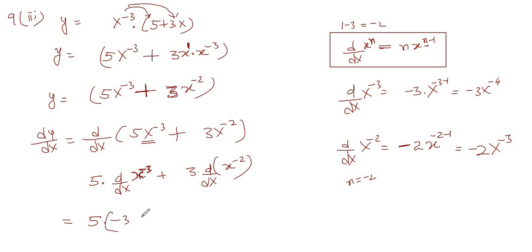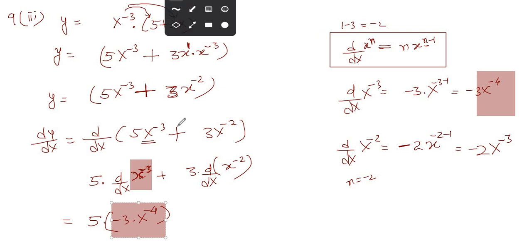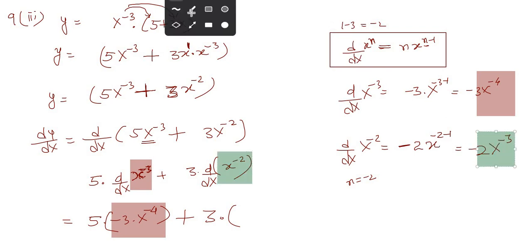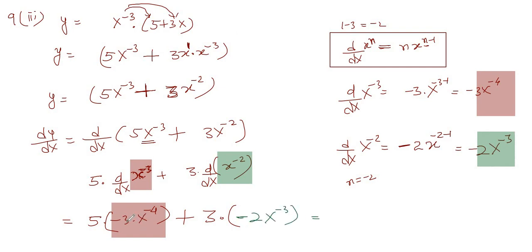What I got here is minus 3 x raised to power minus 4. Correct? See here, the derivative of this is this, which I am using here. Then plus 3 into the derivative of this. See here, the derivative of this is this, so I can use it here: minus 2 x raised to power minus 3. The final answer will be minus 15 x raised to power minus 4 minus 6 x raised to power minus 3. This is my final answer.